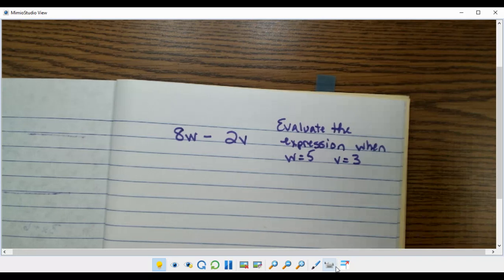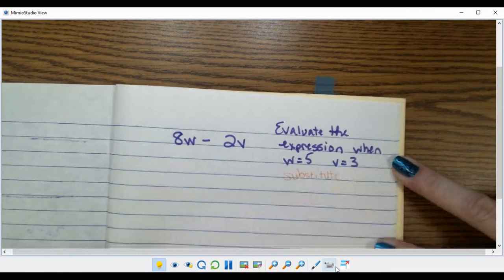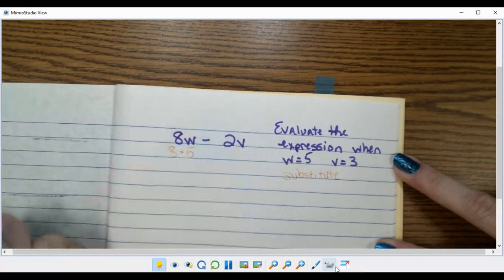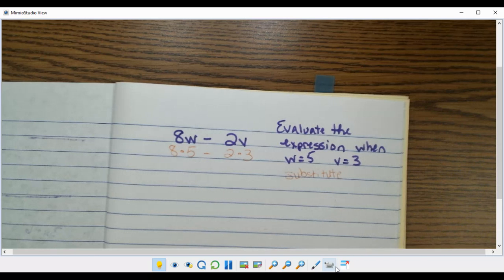Now, my suggestion to you is that you only do one thing at a time. Don't try to do too much, and don't try to do these in your head. So the first step is to replace or substitute. Okay, everywhere there's a W, I'm going to replace it with a 5. So that's 8 times 5. And everywhere there's a V, I'm going to replace it with 3. So that's 2 times 3. Now you've turned it from an algebraic expression to a numerical expression. See, all these vocab words pop back up. Now you just have to calculate it.